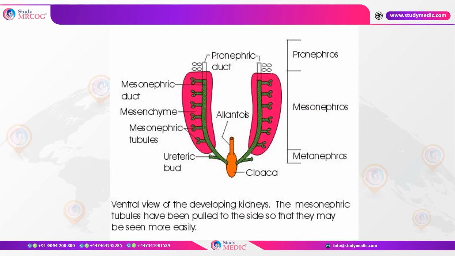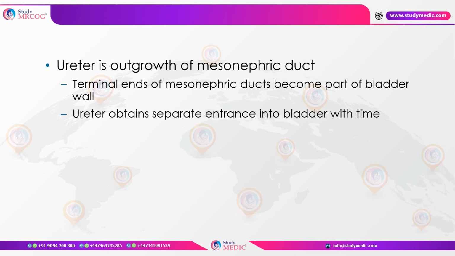So this is what we were discussing. We have the pronephros, the mesonephros and the metanephros, and lower down we have the cloaca which gets separated by the urorectal ridge and forms the urogenital sinus. The ureter is basically an outgrowth of the mesonephric duct, and the terminal ends of the mesonephric duct become part of the bladder wall. The ureter, as time goes, will have a separate entrance into the bladder.